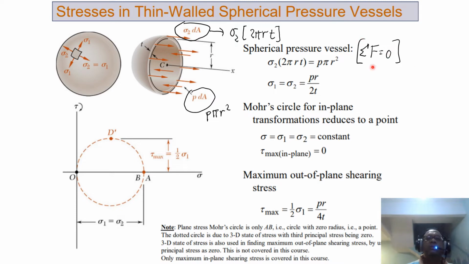So using static equilibrium, all the forces must be 0. The force comes from the pressure, P pi R squared, and this must be resisted by the stress within half of the spherical pressure vessel. So sigma 2 is the internal stress, and the area is 2 pi RT. This is an approximation. Yeah. So when you equate this, you will find that sigma 1 equals sigma 2 equals PR over 2T. So this is sigma 1, and this is also equal to sigma 2. So that's your pressure vessel.